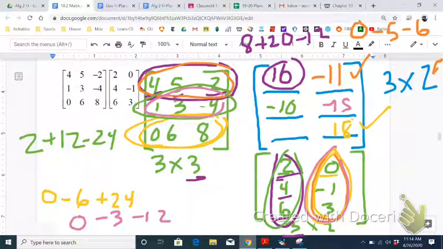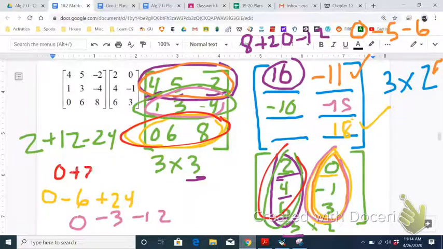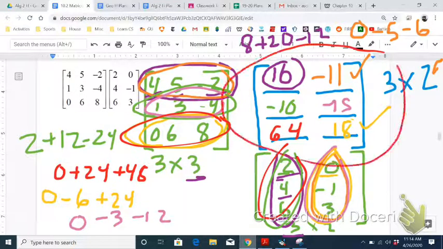Okay, one more here. Let's go with third row, first column. 0 times 2 is 0. 4 times 6 is 24. 8 times 6 is 48. Add those up, 64. So this right here is the product of multiplying these two matrices.